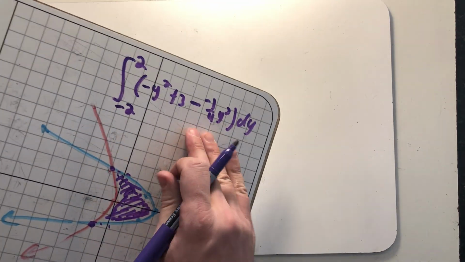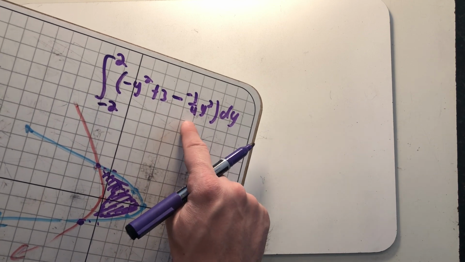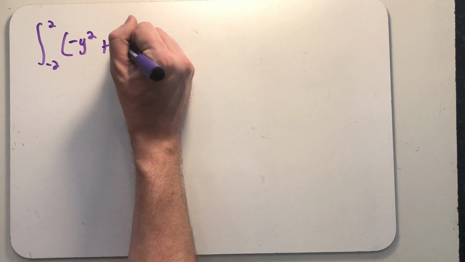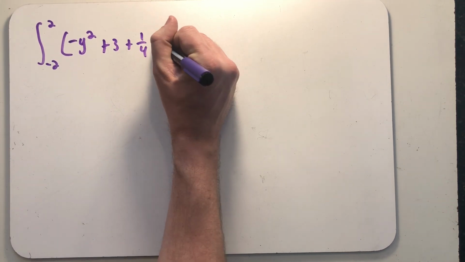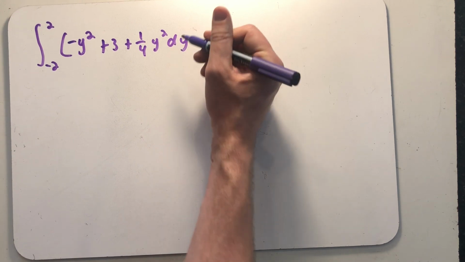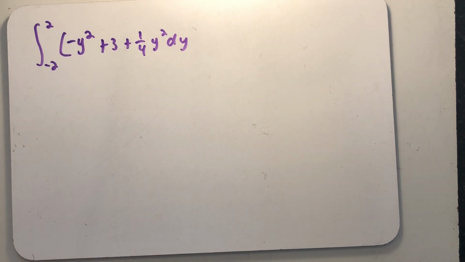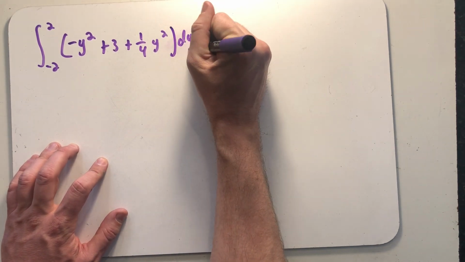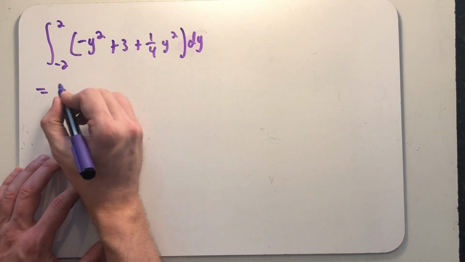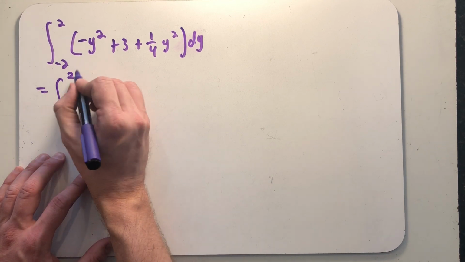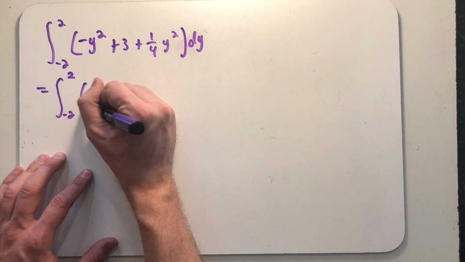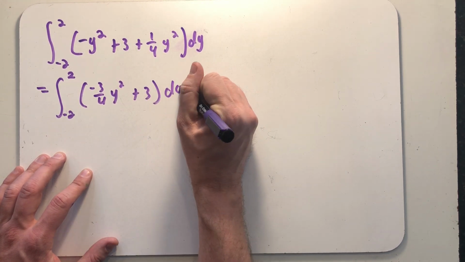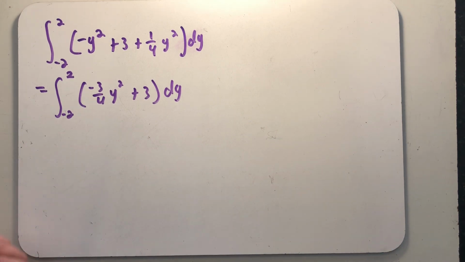I'm going to rewrite it here, but change this minus a minus 1/4 to a plus. Now I can simplify the integrand a little bit, because I have a like term here. I'm going to throw in a missing parenthesis. Minus y squared plus 1/4 y squared would give me a minus 3/4 y squared plus 3. And now we can find our antiderivative.